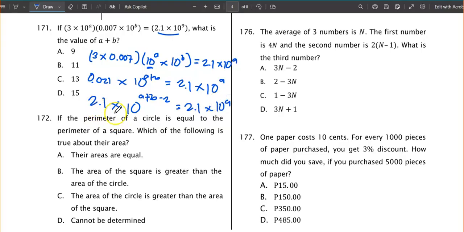And since we are having the same base already, 2.1, we can actually equate the exponents. So we're gonna get a plus b minus 2 equals 9. So a plus b will be 2 plus 9, which is 11. That's letter B in our choices.